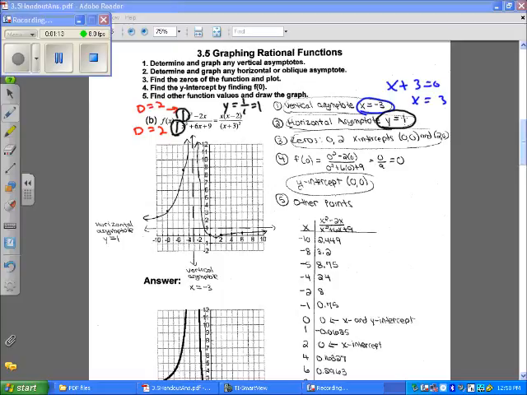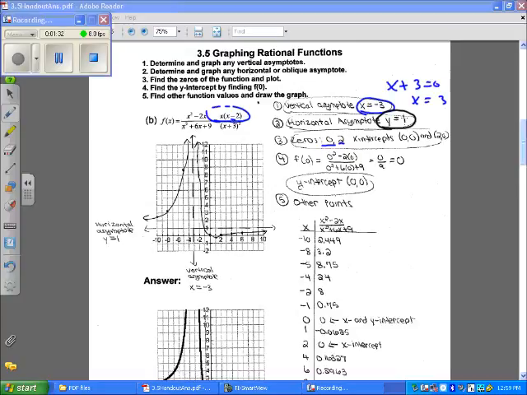The next thing you want to do is find your zeros. The way you find your zeros is you set your numerator equal to 0. So if I set my numerator equal to 0, I can get x is equal to 0 and x is equal to 2. Those are my two x-intercepts.